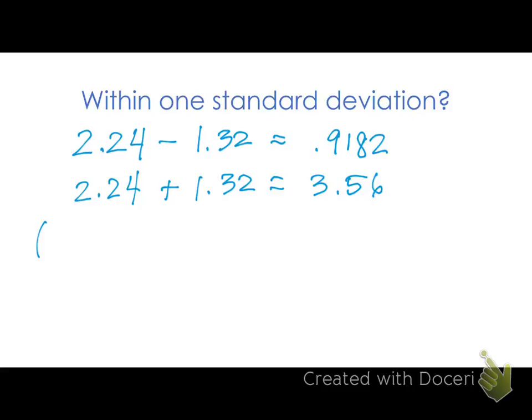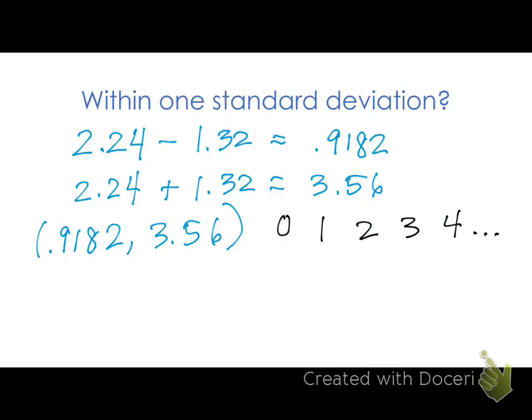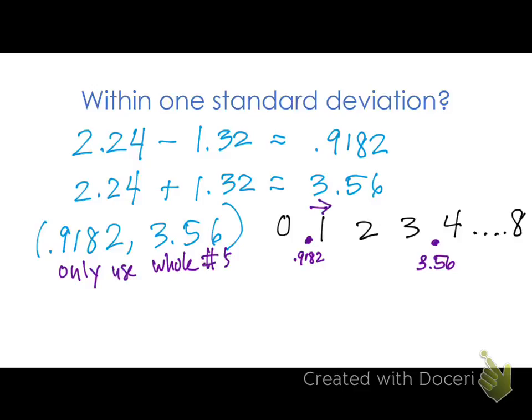So basically I want to figure out what's the probability between these two numbers. If you list out all of your options again, you have 0, 1, 2, 3, 4, all the way to 8. My 0.9182 would fall right about here. And my 3.56 would fall right about here. With discrete, you only use whole numbers. We haven't talked about continuous yet. So what you do is you round in towards the nearest whole number. So you always round inward.